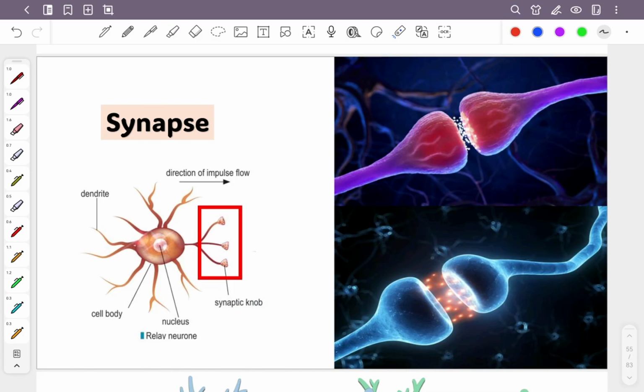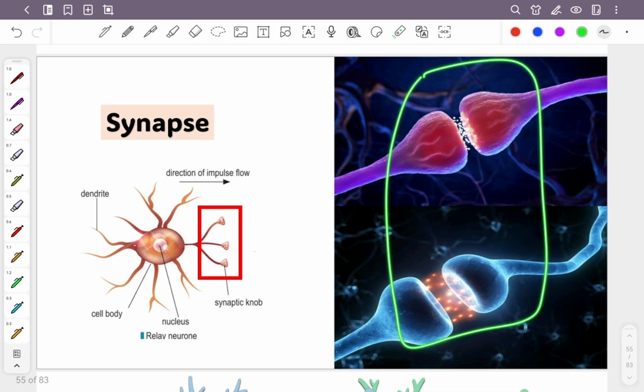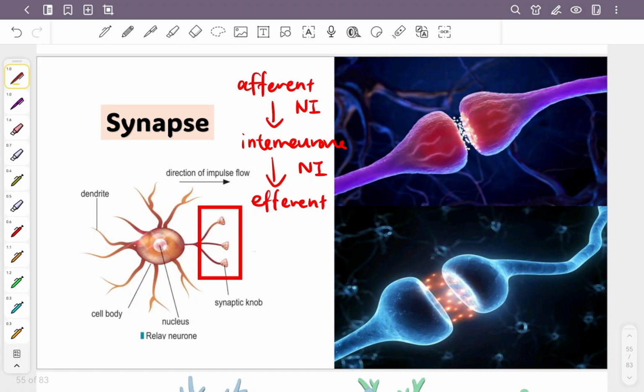If you enlarge it, put it under the electron microscope, you will see something like this. Because just now we already know the afferent neuron is going to pass the nerve impulses to the interneuron, and the interneuron is going to pass the nerve impulses to the efferent neuron. So how are they going to pass from one to another? Correct, through the synapse. In this picture, you can see this is a synaptic knob.